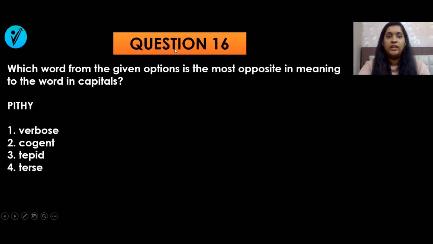Question number 16. Which word from the given options is the most opposite in meaning to the word in capitals? Pity. Pity means small. So opposite would mean something big, or something more. Because pity amount is generally used in terms of uncountable nouns. Cogent, tepid, and terse do not make sense. Verbose means someone who speaks a lot, and pity means something which is less, and less worded also. So the perfect antonym to this would be option 1.